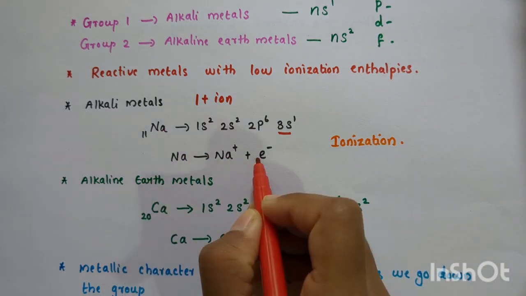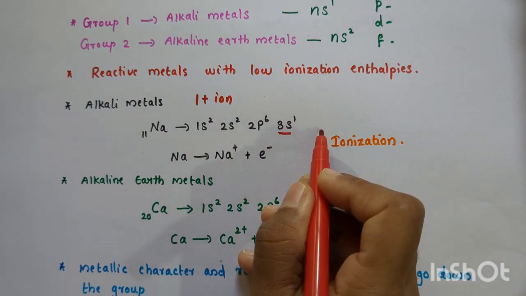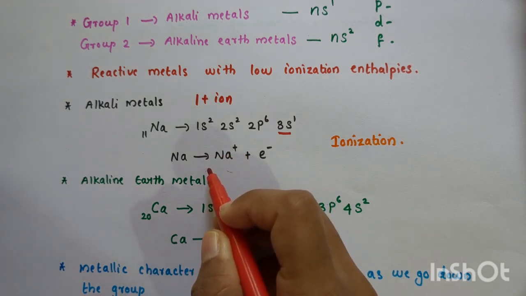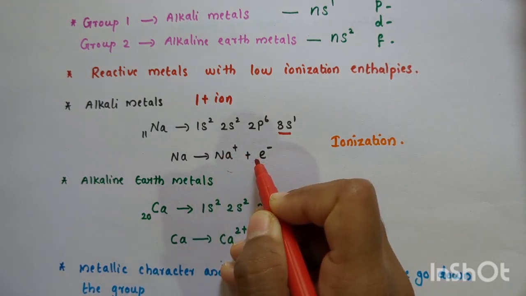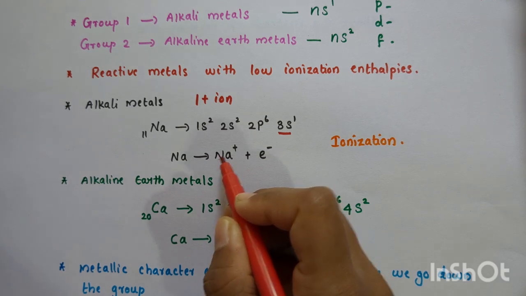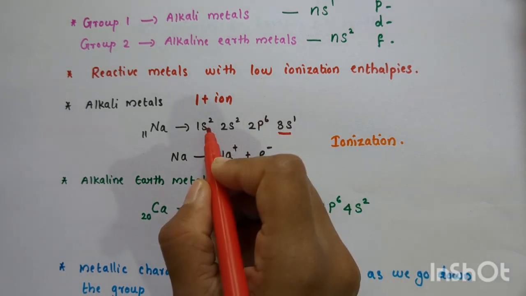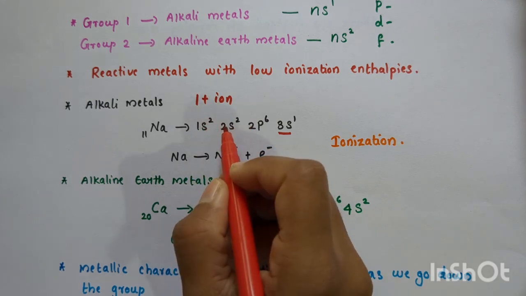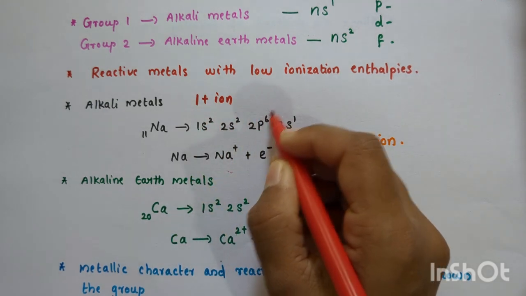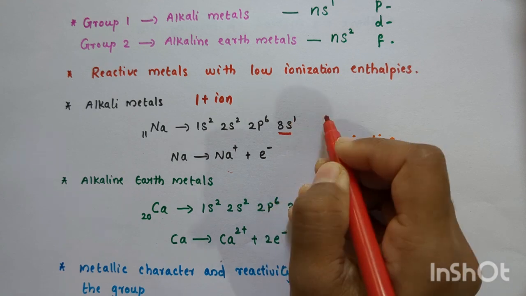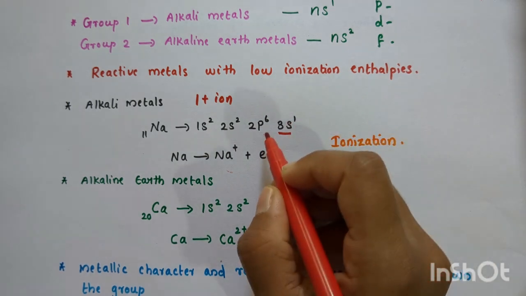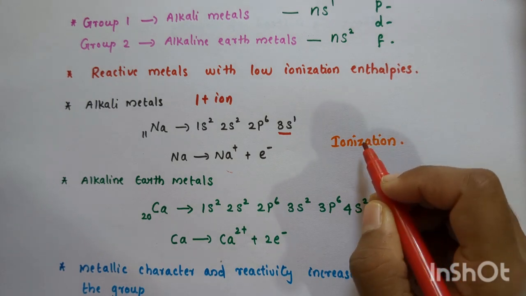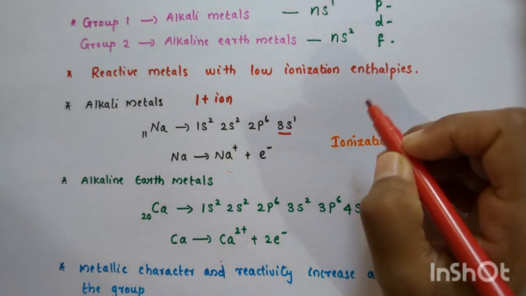When sodium loses one electron from the outermost shell, it becomes a positive ion, that is, Na plus. Sodium loses one electron and becomes a sodium ion with a noble gas configuration. Noble gas configuration means all shells are completely filled: 1s is completely filled, 2s is completely filled, and 2p is completely filled when one electron is lost. This process is known as ionization, and it occurs readily in alkali metals due to their low ionization energies.